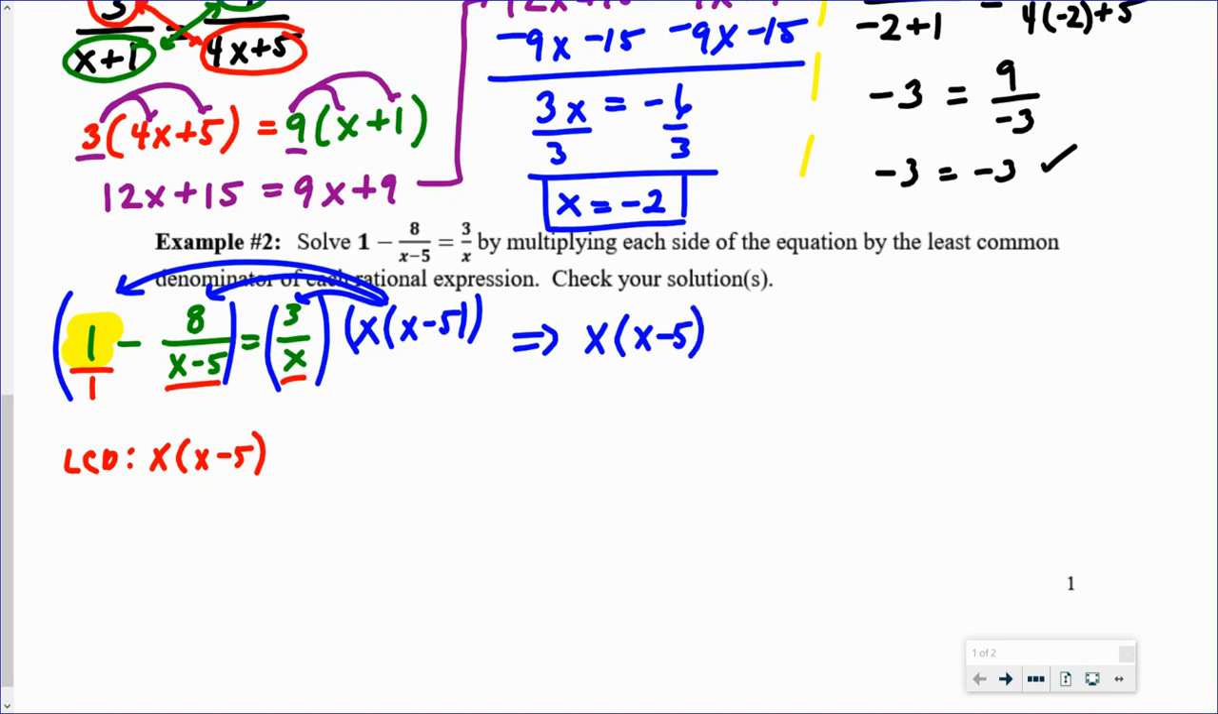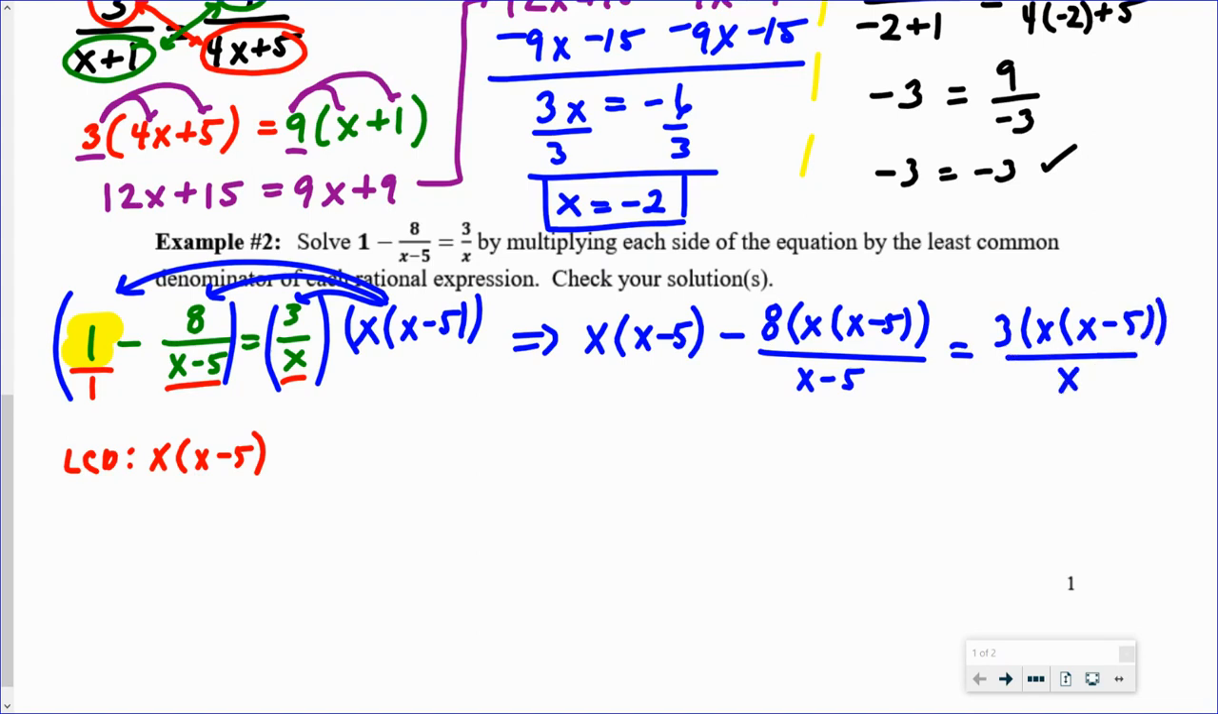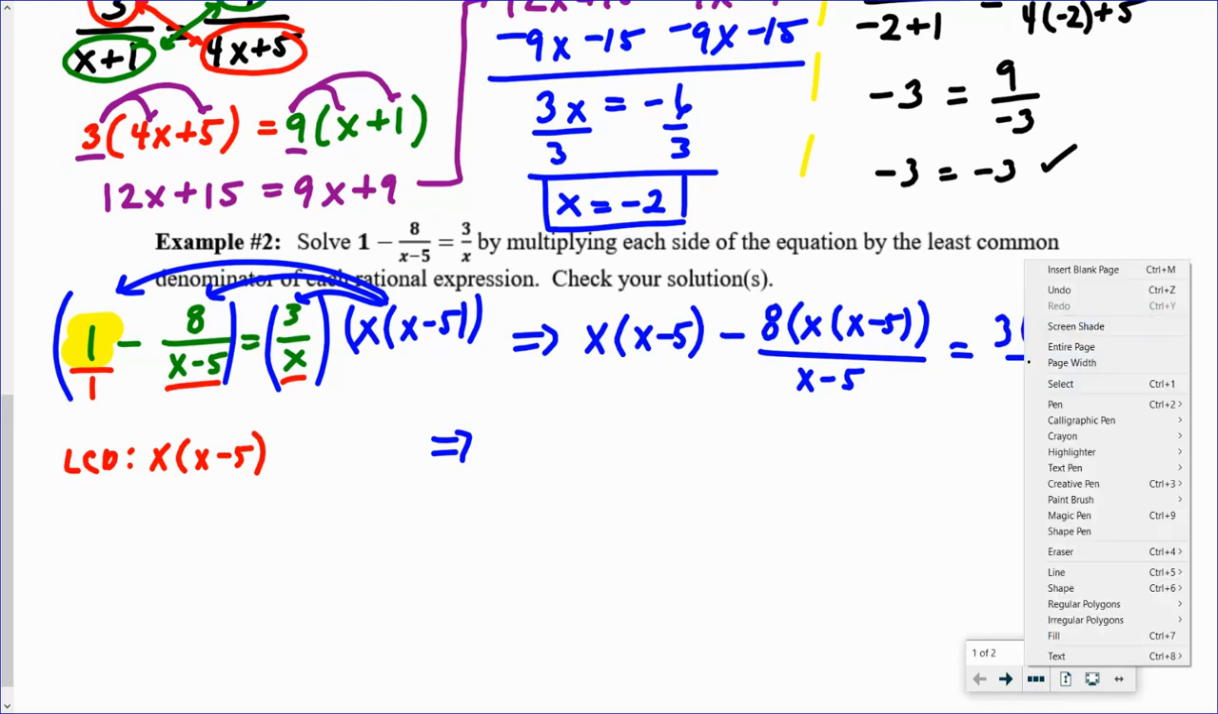Now I'm going to be pretty explicit in the next couple steps here. So the next one is minus 8 times x minus 5 all over x minus 5. And then on the right-hand side of that equation, we get 3 times x minus 5 all over x. All right, so what we start to see is that nice things start happening, and this equation starts to simplify down. It looks really messy right now, but things are going to improve dramatically in just a minute.